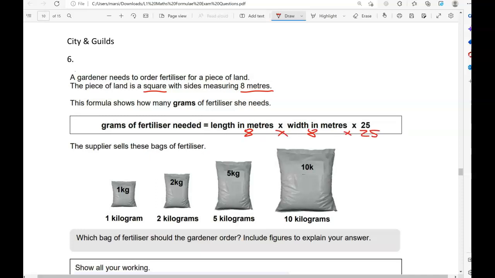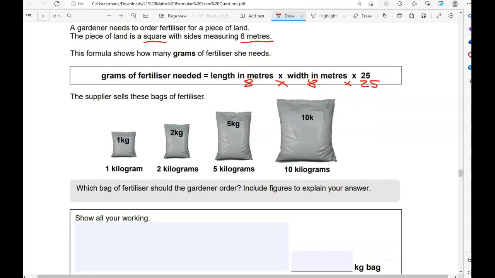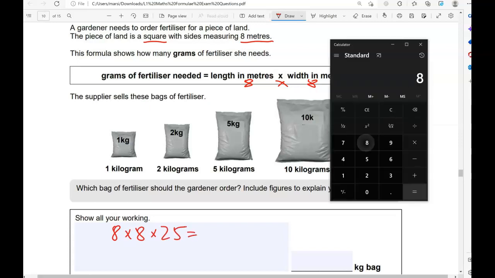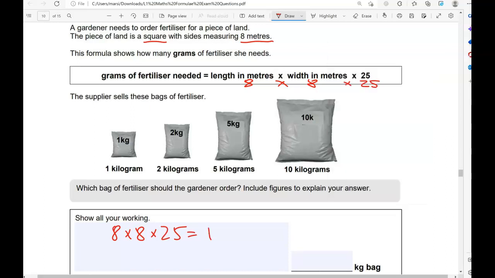So to work out the number of grams of fertilizer needed, we're going to multiply 8 by 8 and multiply the answer by 25. And we can use a calculator to do that. So 8 times 8 times 25 gives us 1,600 grams. Now you should know that there are 1,000 grams in 1 kilogram.